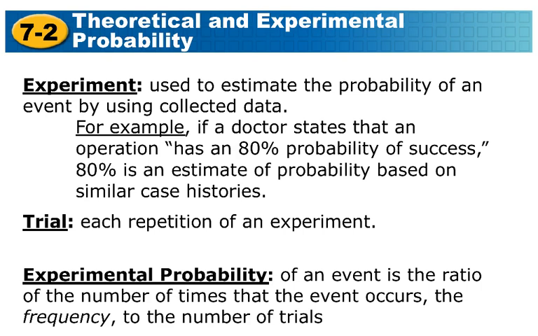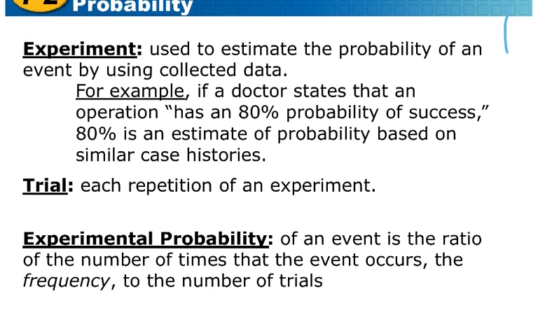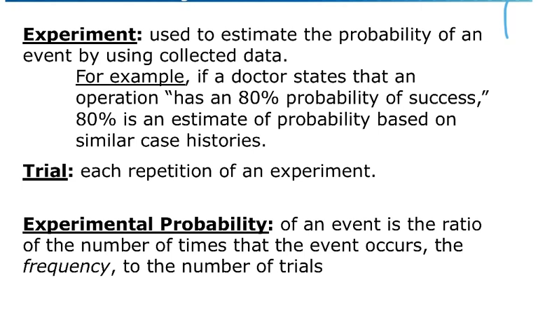A trial, then, is each repetition of an event. So most of the time we think of rolling a dice or flipping a coin, but a trial is each of those. Therefore, the experimental probability is the ratio of the number of times that the event occurs, so that you flip a heads or that you flip a tails, and then the frequency to the number of trials. So the heads over, I flipped it 10 times.